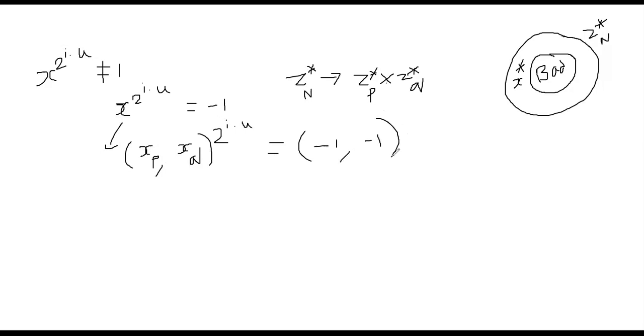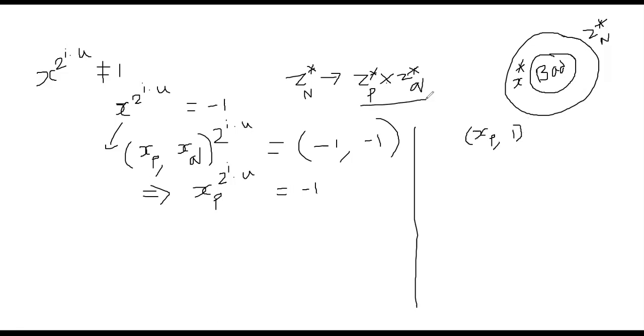This implies that xp power 2^i times u is minus 1, and xq power 2^i times u is also minus 1. But let's only worry about this for now. And I'm going to now select an element. What if I select the element that corresponds to this tuple? I'm going to select this tuple xp comma 1, which is part of this pair, definitely.